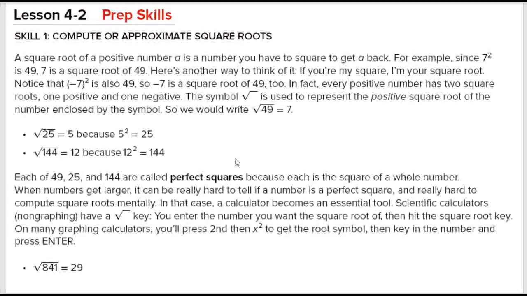Welcome to the video for lesson 4-2. Hopefully you have done the prep skills for lesson 4-2. You'll notice we're talking about square roots.